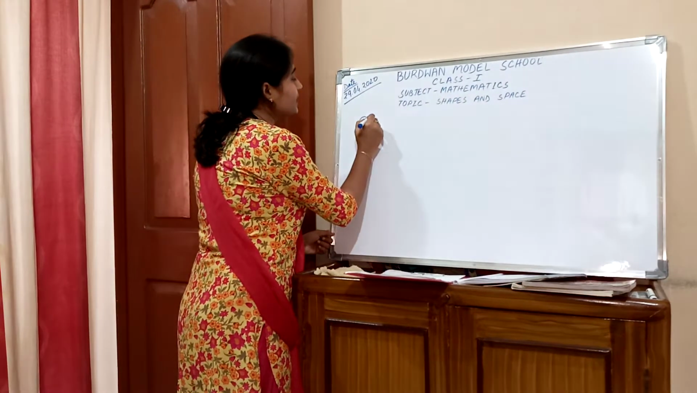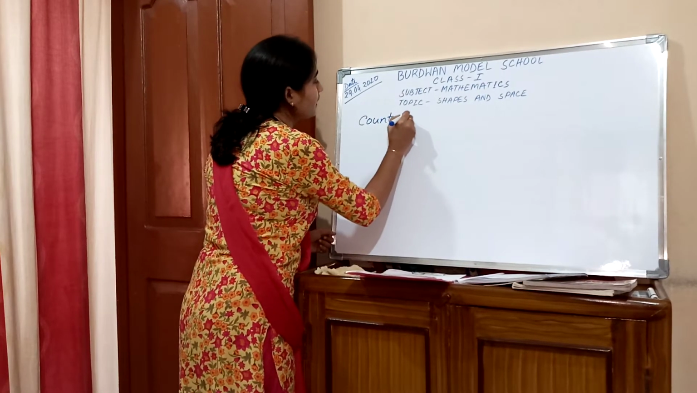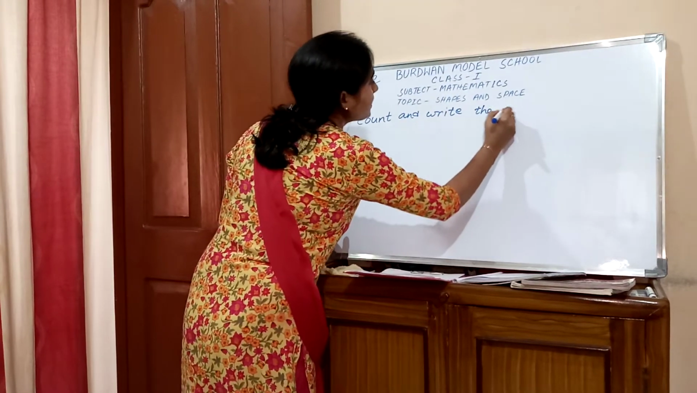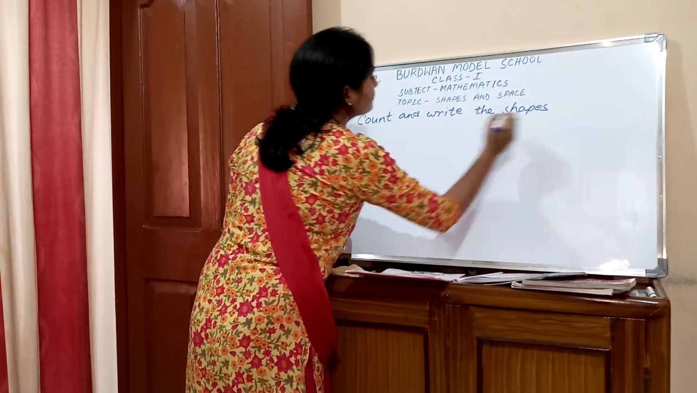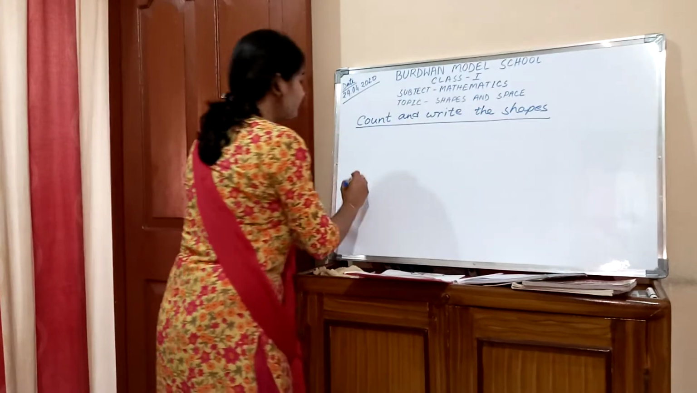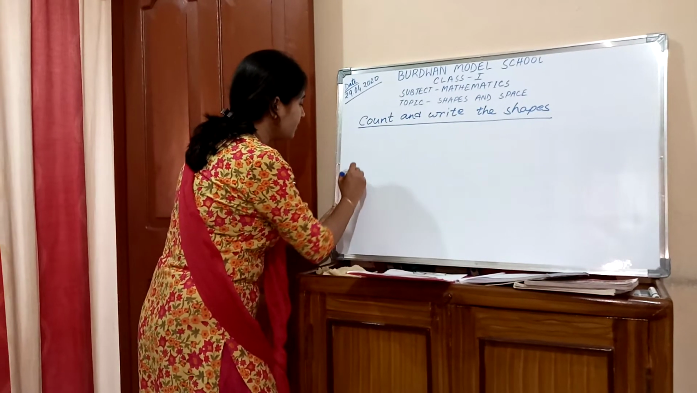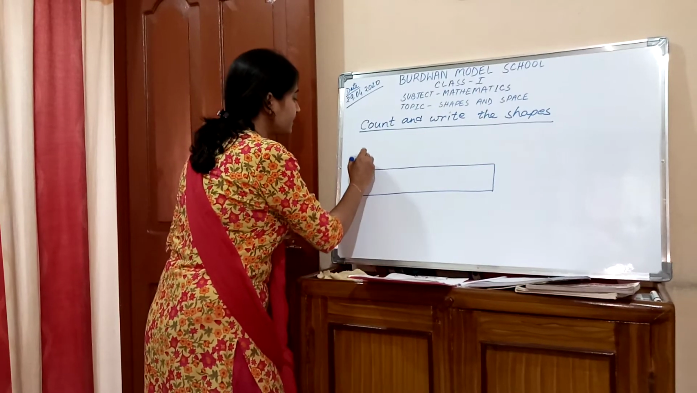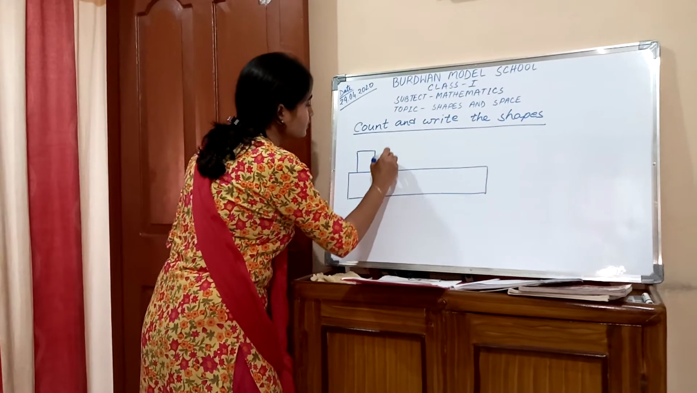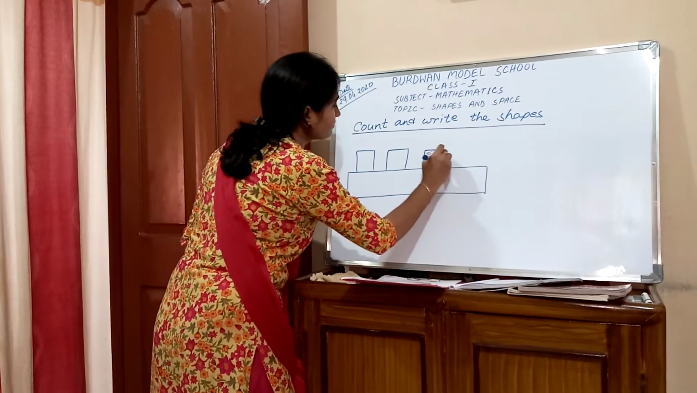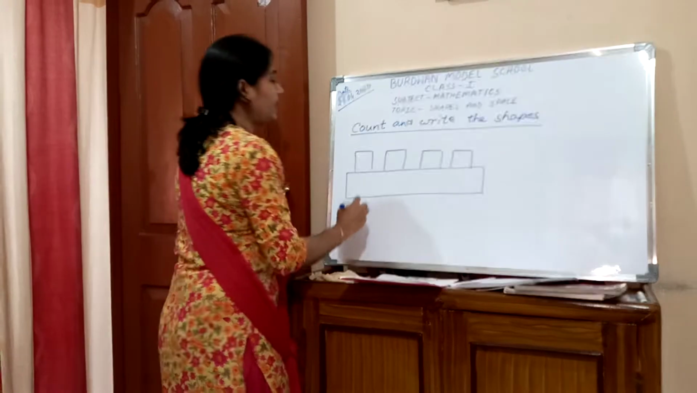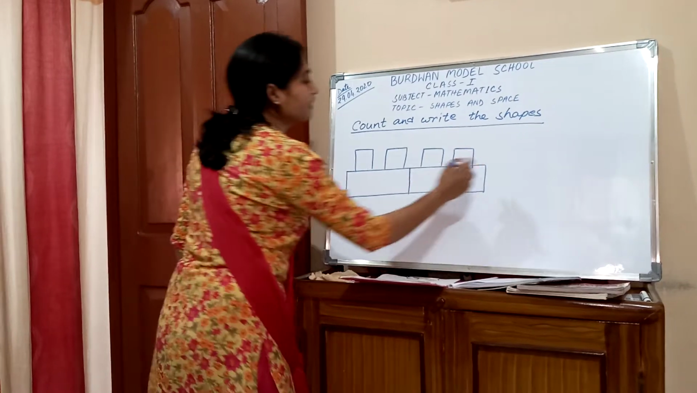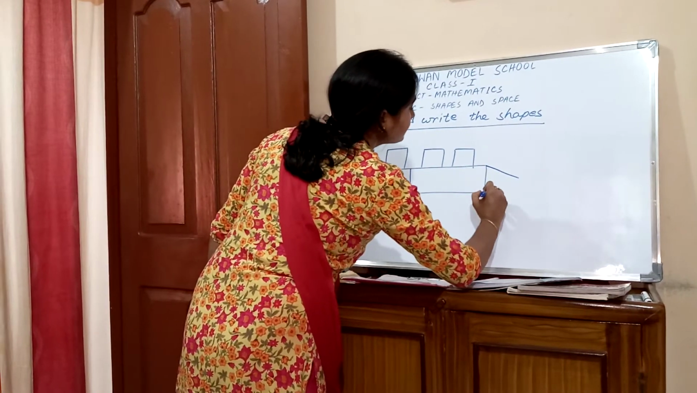Count and write the shapes. I will draw a figure. Please follow children. Draw a big rectangle. Then above the rectangle, draw 4 squares, and in the middle of the rectangle draw a line. And here draw another line to make a triangle.